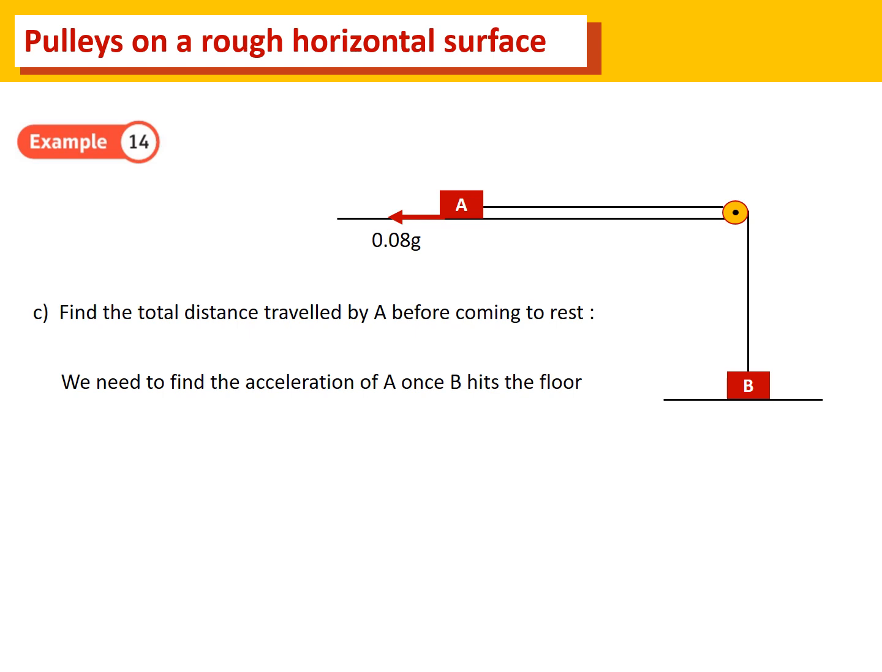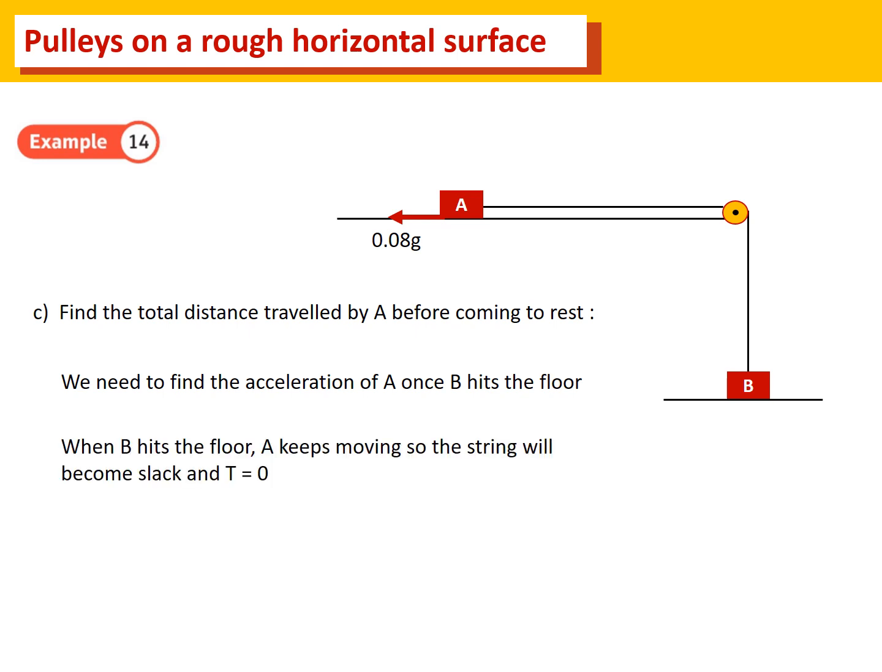Now, we need to find the acceleration of A because we need to know how much further A will travel before coming to rest. When B hits the floor, A keeps moving, so at that point the string becomes slack. So now there's no tension pulling A along. The only force acting on A is the friction. The friction will provide a deceleration which will slow A down. So applying Newton's second law to A, once the string has become slack, that is the resultant force. It's the only force acting on object A. And so the acceleration is negative 1.96 meters per second squared.